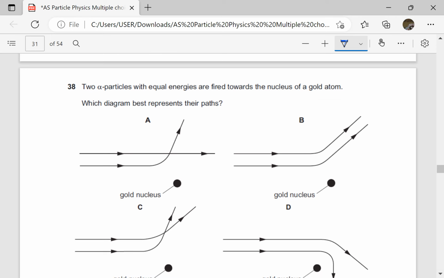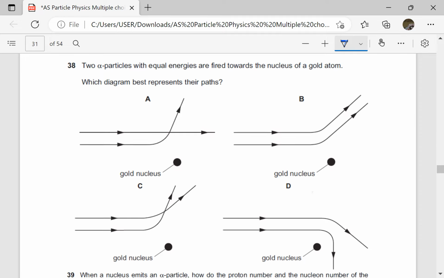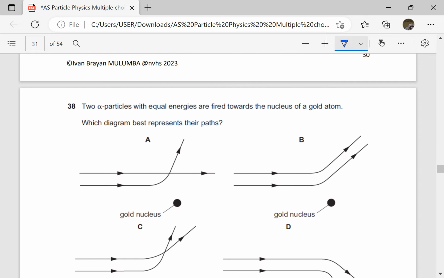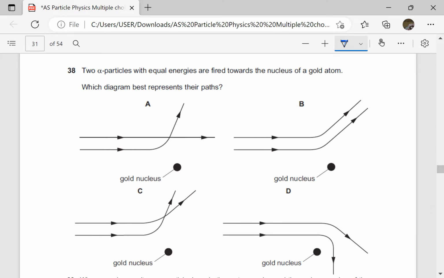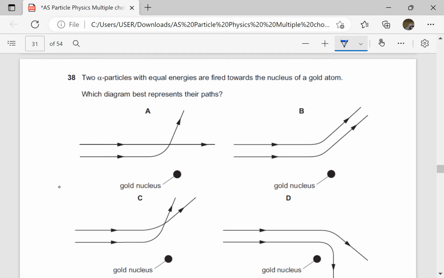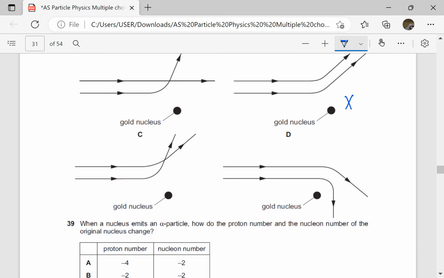Two alpha particles with equal energies are fired towards the nucleus of a gold atom. Which diagram best represents their paths? So remember I said the one which is closest undergoes a greater deflection than the one which is farthest from the nucleus. So we can predict that this one is wrong because it means they are almost experiencing the same deflection. We can also predict that this one is wrong because it means the closer you come to the nucleus, the more deflected towards the nucleus it will be.